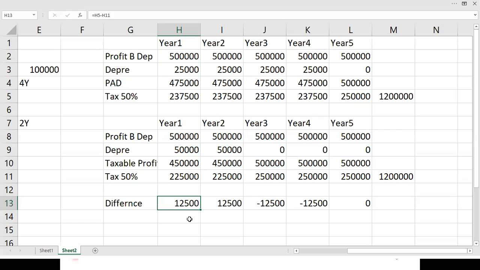So actually, this 12,500 in year 1 is an asset or liability? It's an obligation or not? Liability, yes. This liability is called deferred tax. So we have to pay, no? In the future, we have to pay. It means we have to pay the tax in the future. How much current tax here? Current tax, how much?